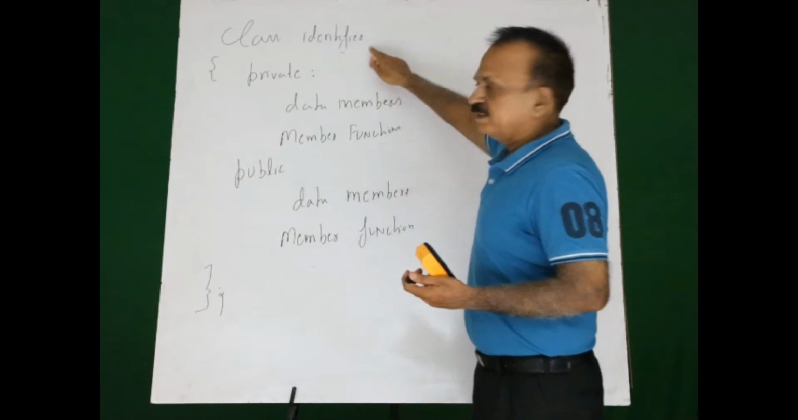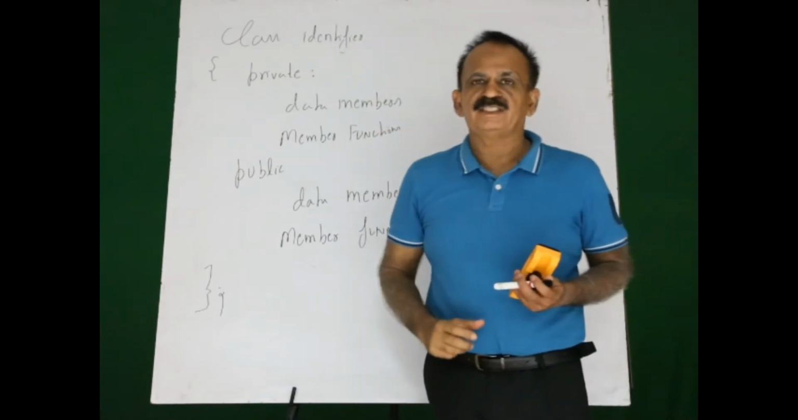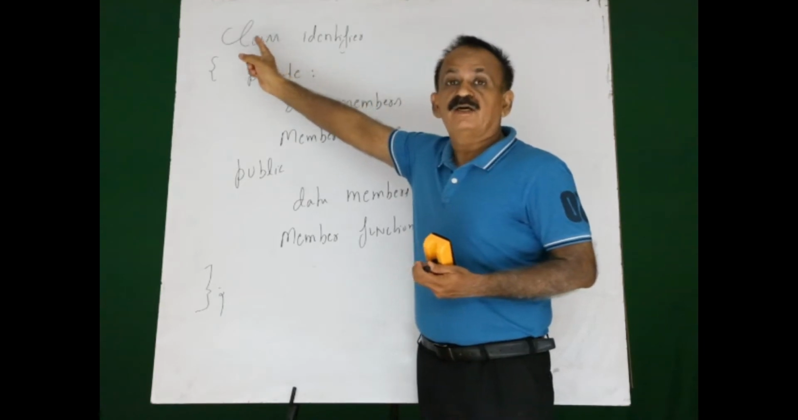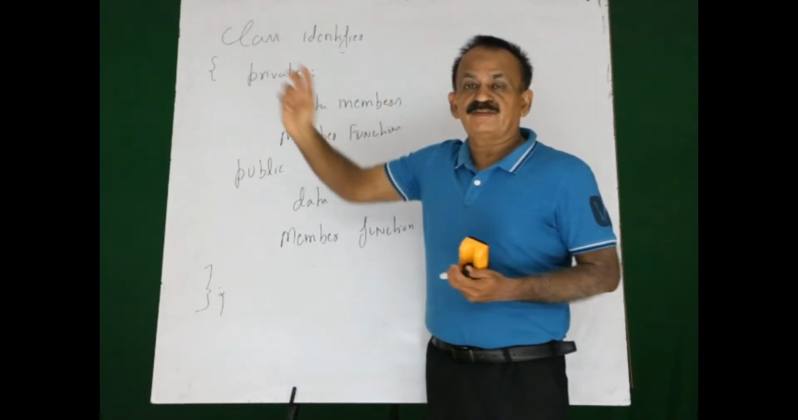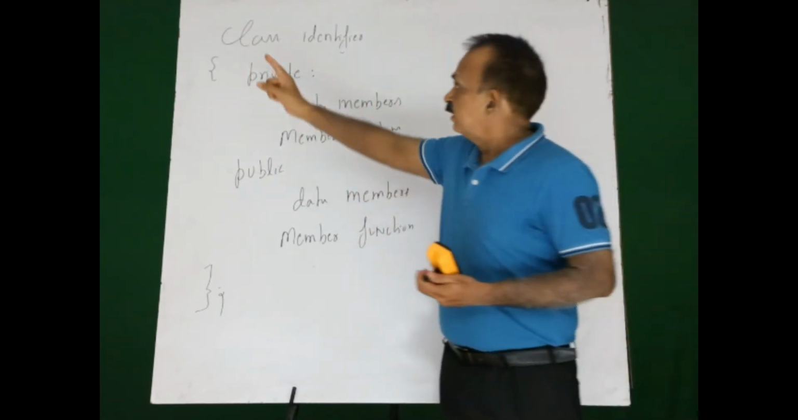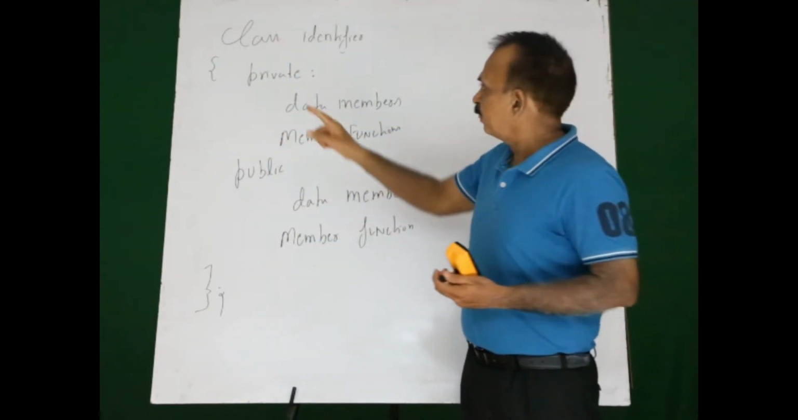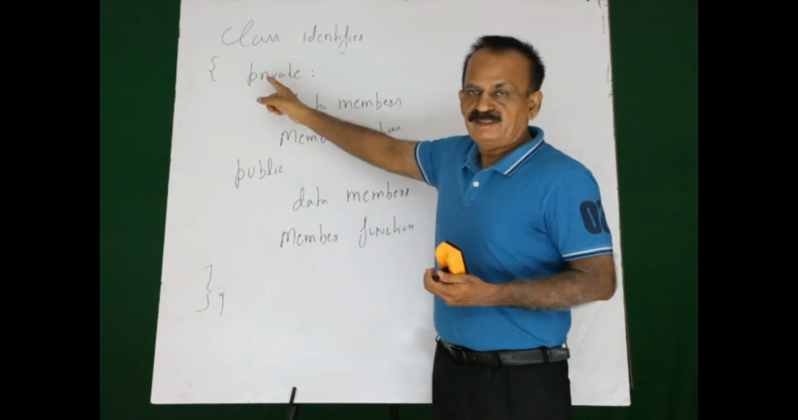Identifier is a user-defined name which is given to the new data type. Class is a reserved word, a word which has a fixed meaning in the language. This word indicates that this is a class definition. Now there are public and private.